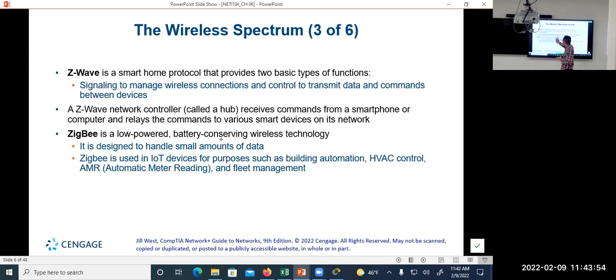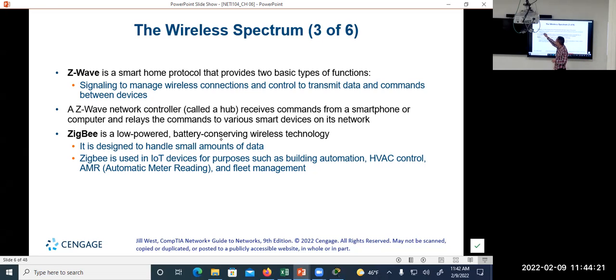The network controller is where you receive the control information. It can come from your computer or from a smartphone. When you receive the control information, it connects to the smart device and can tell it to reduce the temperature, increase the humidity, or turn the light on or off. Okay, ZigBee is also allowed.